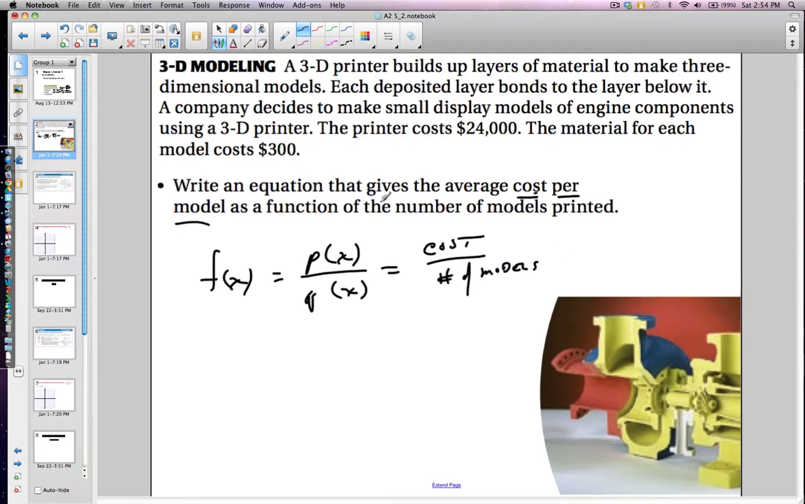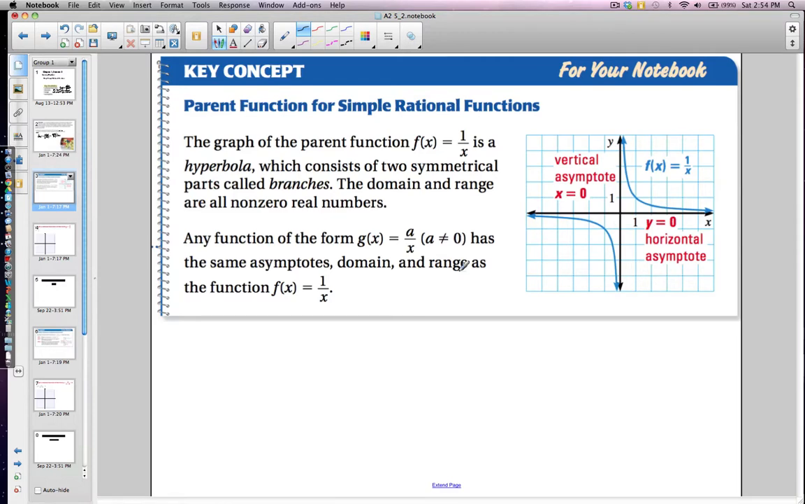All right, so again, reading critically is really important in terms of understanding what it is you're going to do. Cost per model. When you talk about fractions, this is numerator and then the dividing line and then denominator, cost per model. Okay, so some information about simple rational functions.